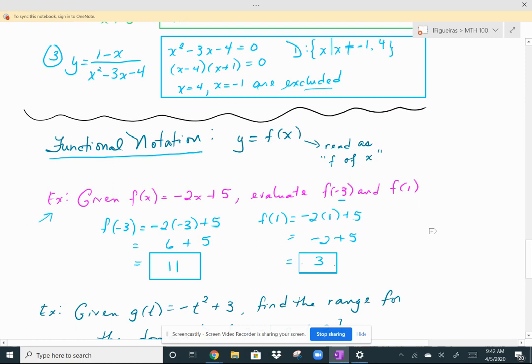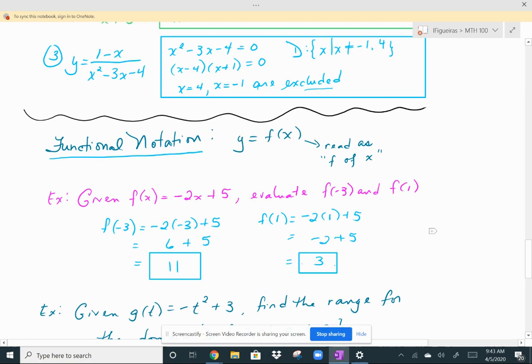All right, so I have f of negative 3. That means substitute negative 3 in for x, which I have right here. So it's negative 2 times negative 3 plus 5. So that becomes 6 plus 5. So your answer is 11. It's the answer in the box.